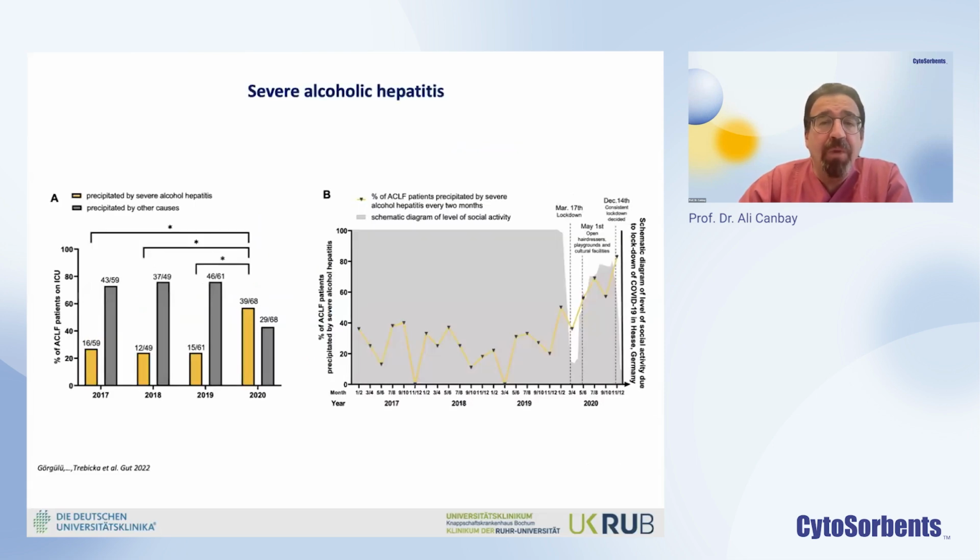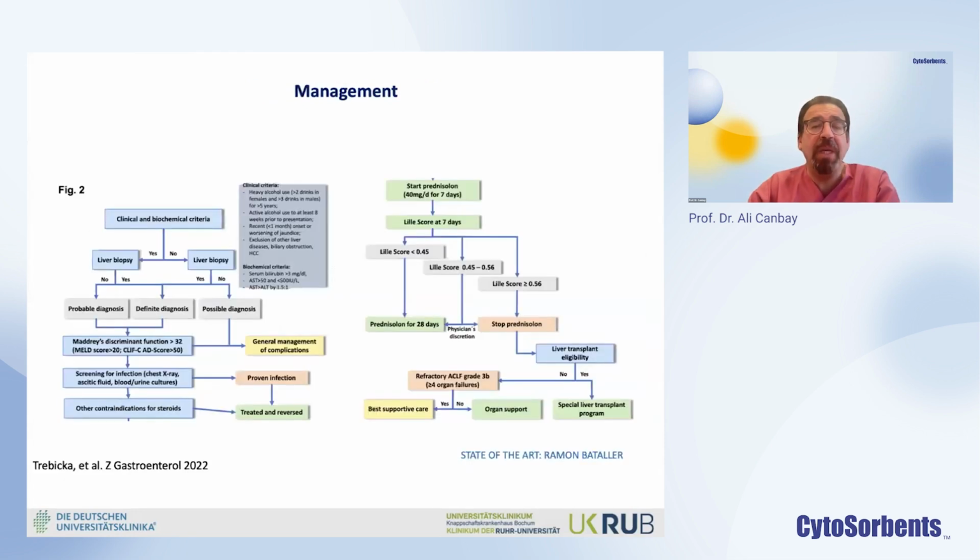At the same time, look for the patient with severe alcoholic hepatitis. This bar shows you patients precipitated by severe alcoholic hepatitis, and then repeated other causes. And you see that these patients have severe alcoholic hepatitis every 2 months in this case. And this is very important to understand, how we should manage this kind of patient.